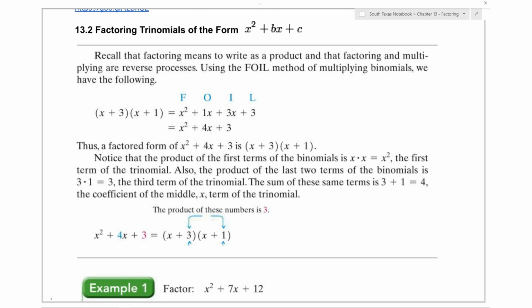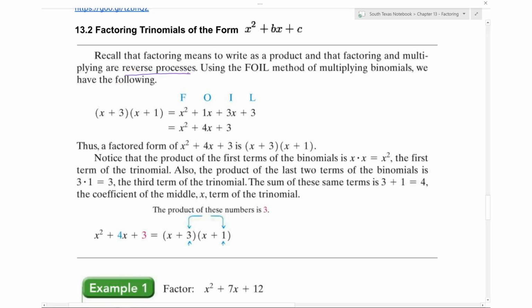This lesson is factoring trinomials of the form x squared plus bx plus c. Recall that factoring means to write as a product, and that factoring and multiplying are a reverse process. Using the FOIL method of multiplying binomials, we have the following.